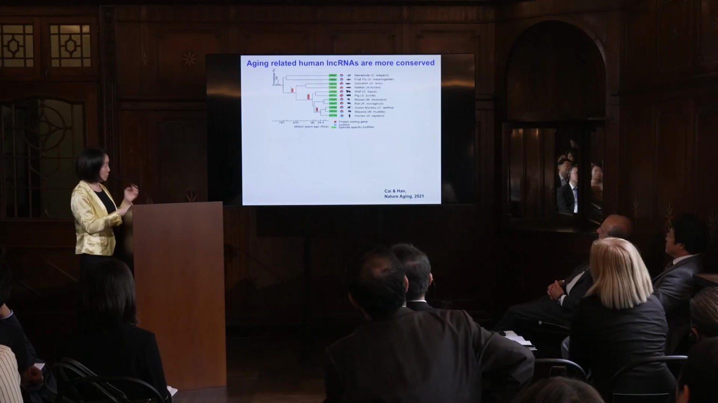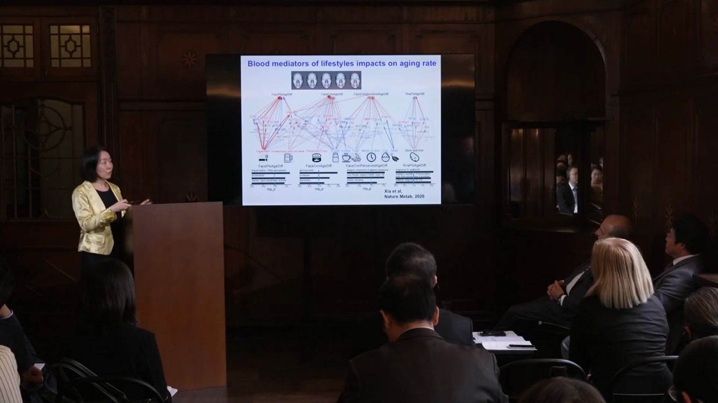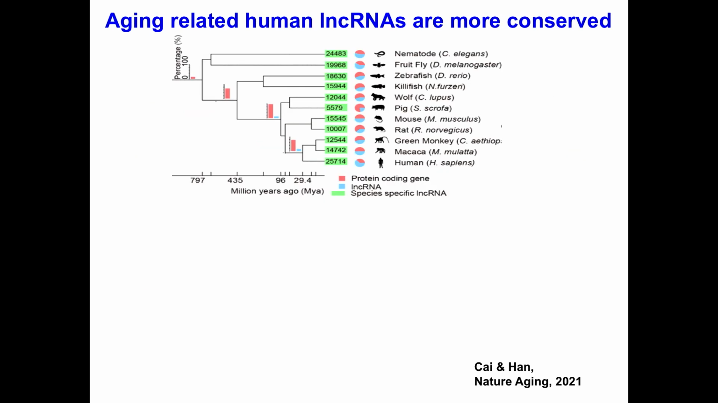One thing I want to mention here is that in the foreground, what we showed are all those coding genes. In fact, in the background of this network, these are the non-coding genes. You can probably appreciate that the non-coding genes are many more than the coding genes as mediators. So what are those non-coding genes? We further analyzed the non-coding genes associated with aging and found that, compared to aging-unrelated lincRNAs, long non-coding RNAs, aging-related lincRNAs are more conserved throughout evolution.